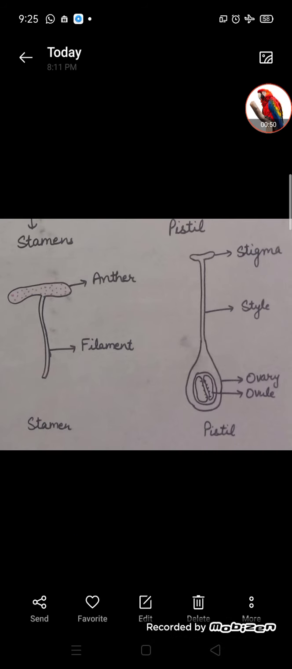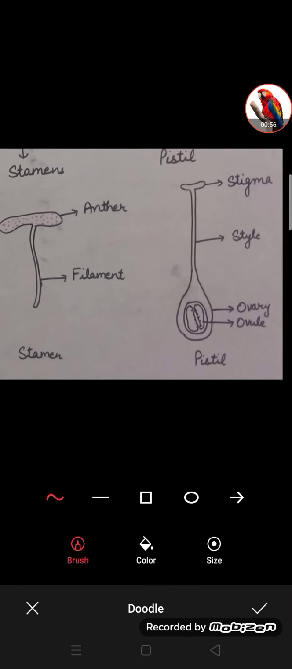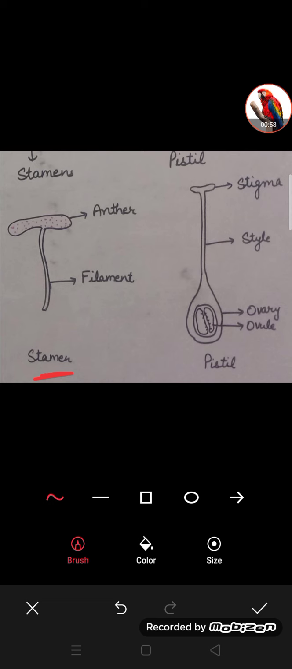See children, this is a stamen. Stamen is a male reproductive part. In stamen, we have two parts. This tube-like structure is known as filament, and the structure above the filament is known as anther. So basically, stamen is made up of two parts, that is filament and anther. So anther is that part which produces pollen grains. These structures are pollen grains. So these are the male gametes.